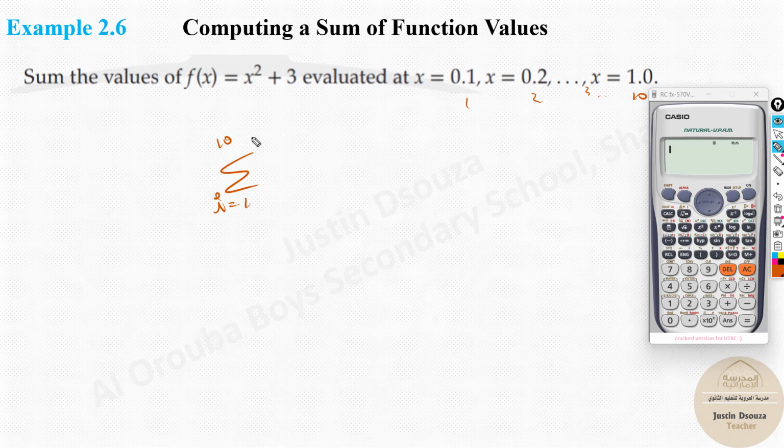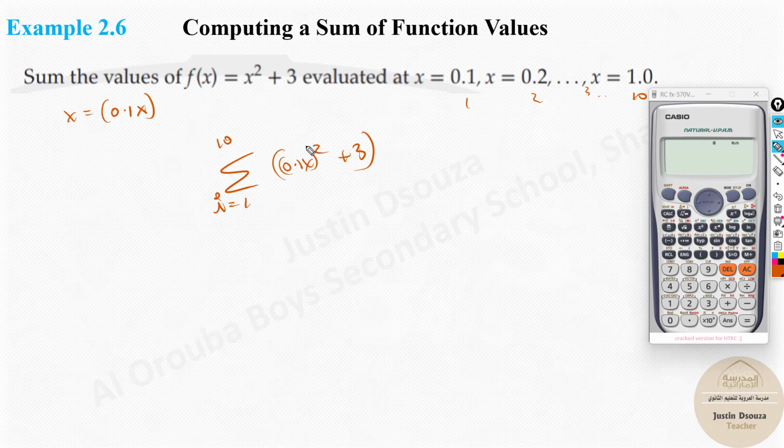But how do I rearrange this now? Can I just write x squared plus 3? No, this would be wrong. So what do I do? Because I know the starting value of x should be 0.1, now this x will be changed. x will become 0.1x. So if I make this 0.1x the whole square, then I will get the correct answer.